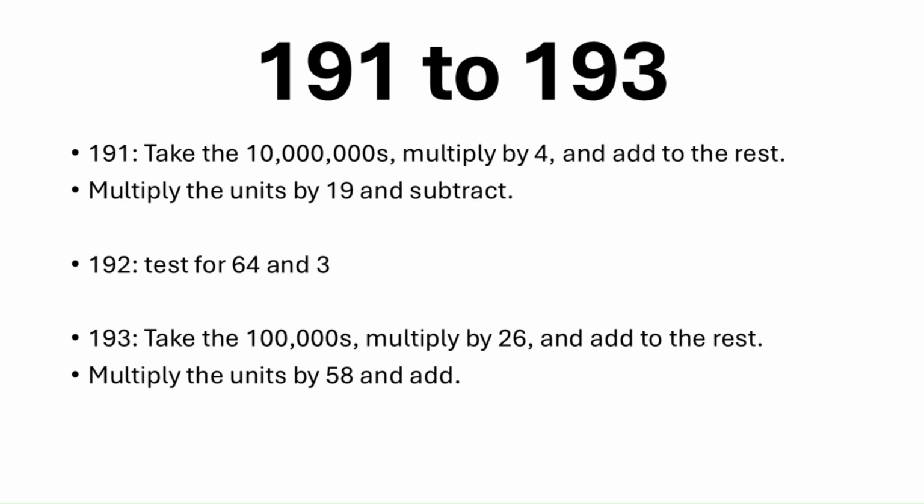191, take the 10 millions, multiply by 4, and add to the rest. Multiply the units by 19 and subtract. 192, test for 64 and 3.